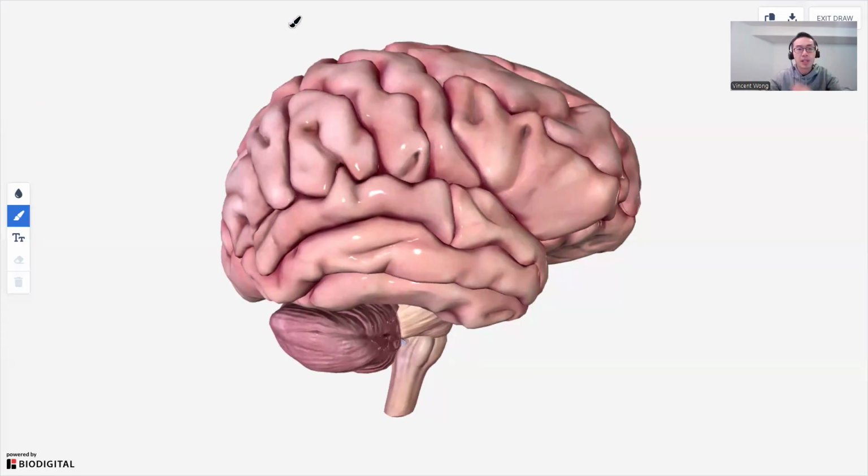bumps. The grooves are called the sulcus, and the bumps are called gyri, right? And everybody's going to have slightly different groove patterns and bumps in their brain, but there are several ones that are very distinct in everybody's brain, starting with this particular one right here. Okay, so that one is the central sulcus.